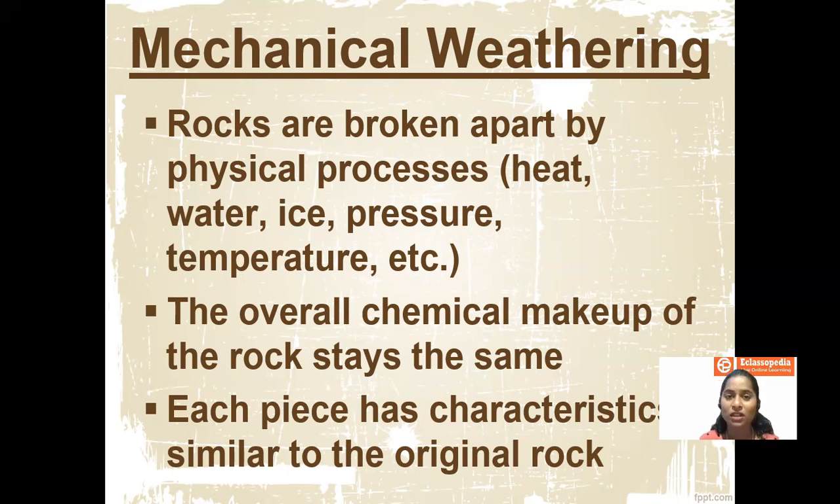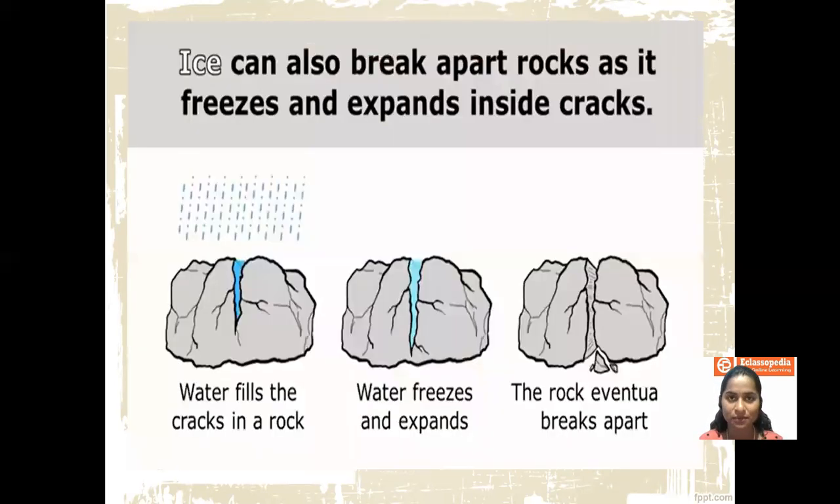In mechanical weathering, there won't be any change in the chemical composition of the sediments. But in chemical weathering, there will be a change in the chemical composition. In mechanical weathering, they just change their appearance. Now, let us take some examples.